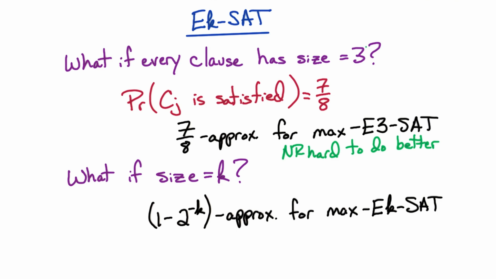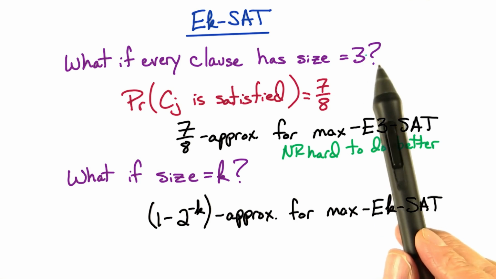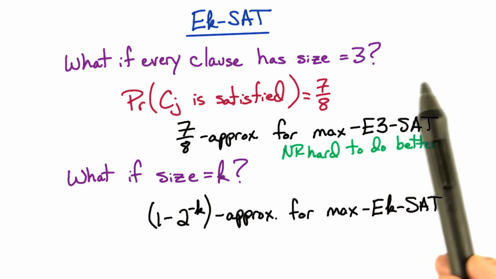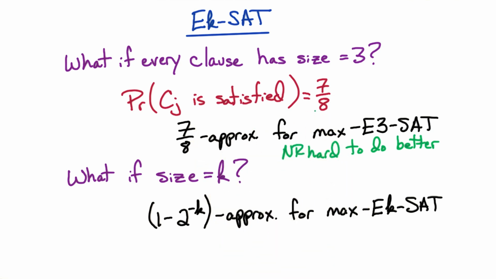Thus, the hard case is when the formula has varying size clauses. It has some unit clauses, some clauses of size 2, and some clauses of size 3, and so on. But if all the clauses are of the same size, and they happen to be of size 3, then we can achieve the best possible algorithm by just a random assignment.